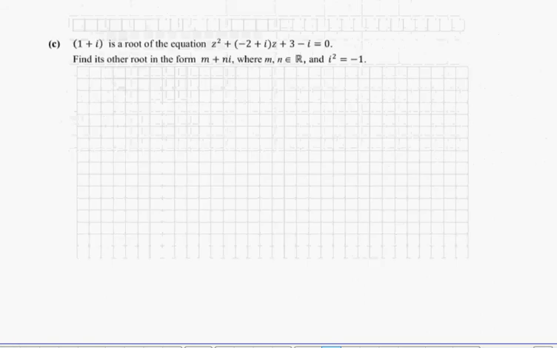Next one. This is a root of this equation here. Find the other root in the form m plus ni, where m and n are elements of R. Why don't we just do the minus b formula? Okay, ready for this? Multiply that first. Would you agree any quadratic ever has been solved using the minus b formula? It works for everything. It works for this as well.